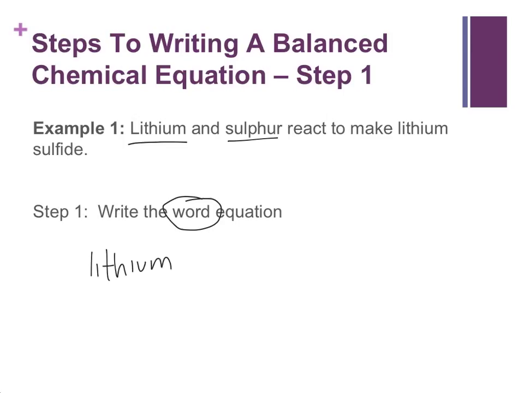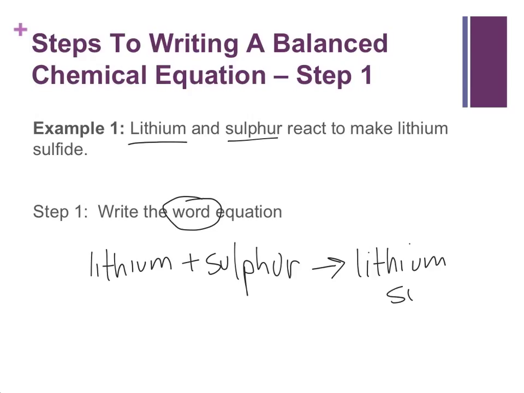So lithium plus sulfur are our two reactants. And they are going to react, so we're going to show that with an arrow, to make lithium sulfide, which is our product. So this is a word equation, just simply taking our sentence and putting it into something that looks like a chemical reaction.